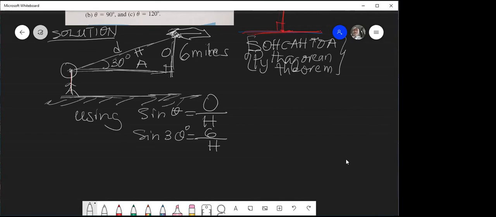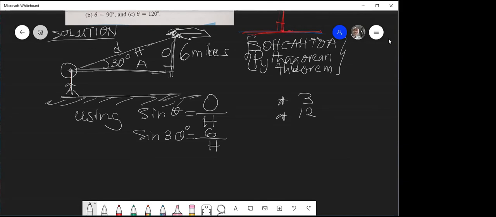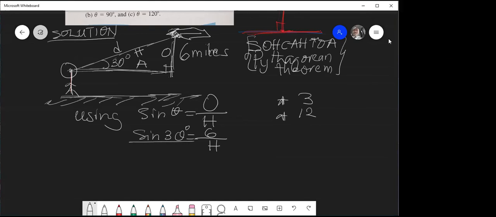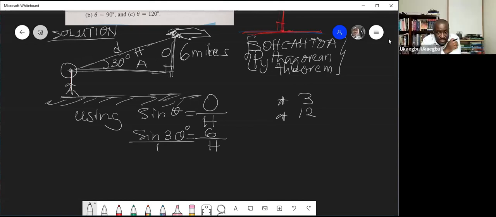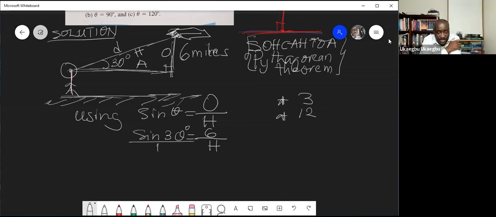I got x equals 12. Okay, some got 3 and some got 12. So now let's, all right, Victor, please explain yours. Since we have the opposite and the hypotenuse, I put them in a fraction form and had 6 over x. So you put sine 30 in fraction form? No, I didn't put it in. Not yet, I haven't touched it yet. Okay, go ahead, please.